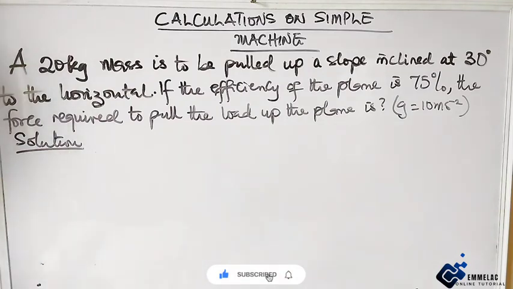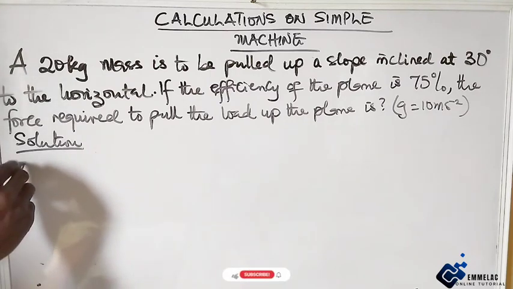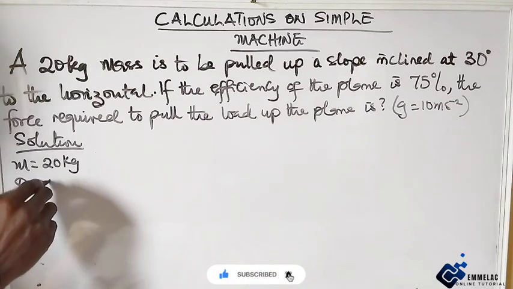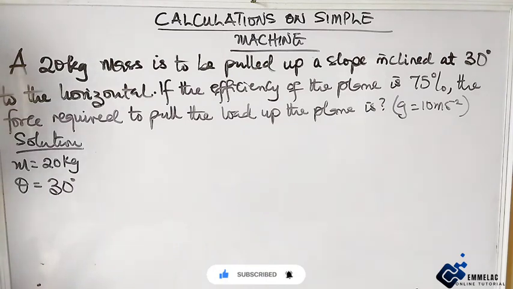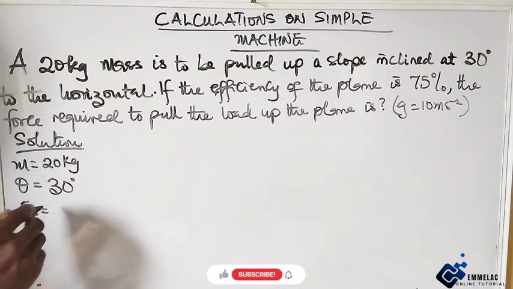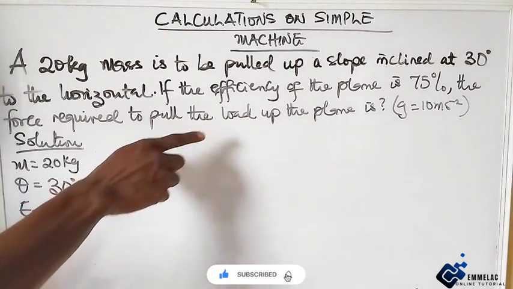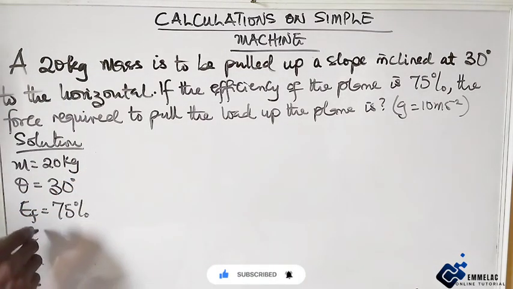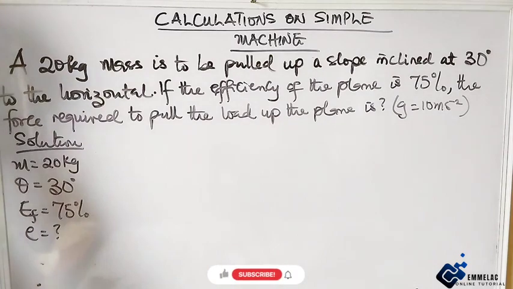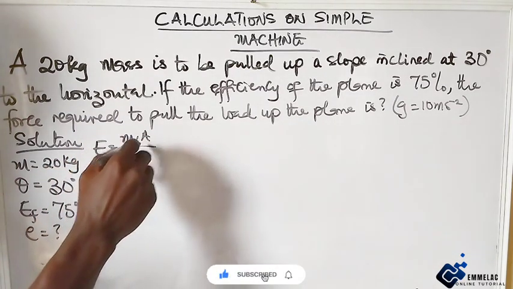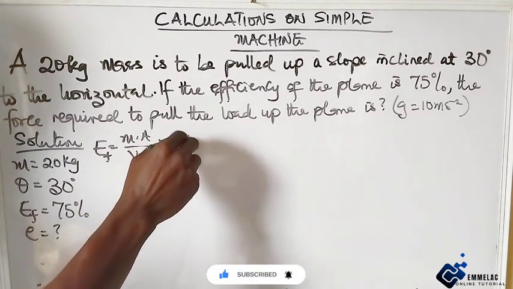Now let us start by writing out the parameters. We are given that the mass equals 20 kilograms, the angle of the inclined plane is 30 degrees, and the efficiency is given as 75%. We are asked to find the force required to pull the load, which is the effort. Our efficiency, we know, is given as mechanical advantage over velocity ratio times 100.